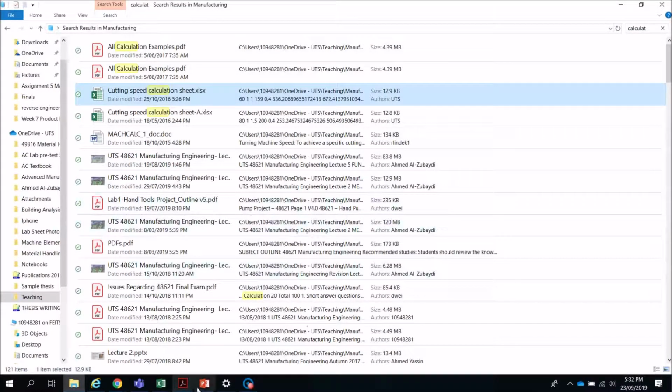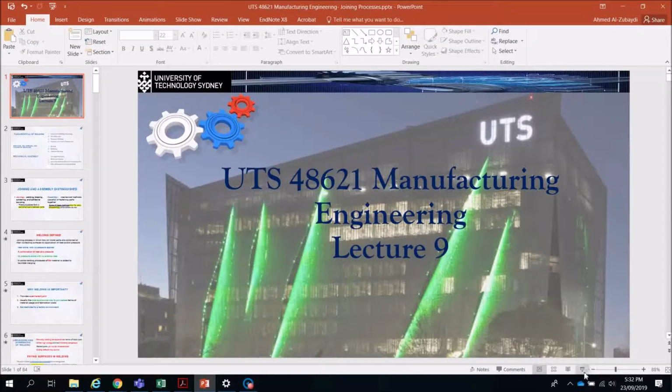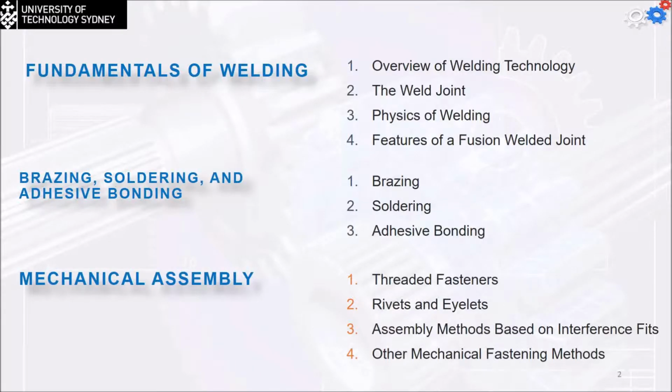We'll go back to the lecture, which is going to be about the welding and joining processes. I told you last week that in the final exam, we're going to have a full section about welding and joining. So what we're going to cover today is first the fundamentals of welding. First, we're going to have an overview of the welding technology, the weld joints, the physics of welding, and the features of the fusion welding joints. Also, we're going to talk about brazing, soldering, and adhesive bonding, which are different methods for joining the parts together, mainly permanently as we have in welding. And we're going to talk about mechanical assembly, which can be divided into permanent or disassembled types of assembly processes.